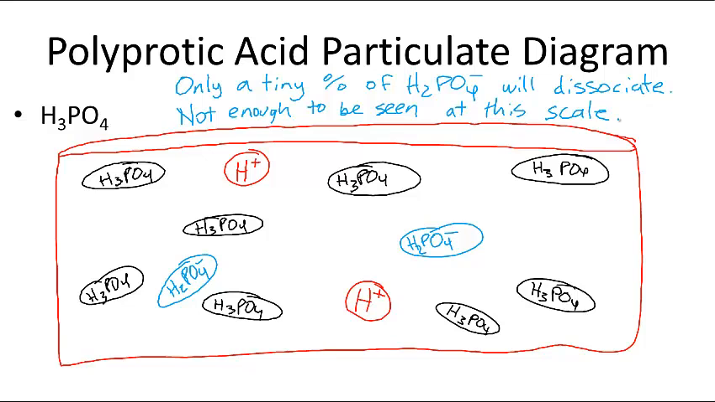And you can say seeing that third proton dissociate would be even less likely. So we wouldn't even see any PO4 3 minuses unless we drew hundreds of thousands of molecules in there, which we're not going to do. So for a polyprotic acid, really, each successive dissociation gets less and less likely.